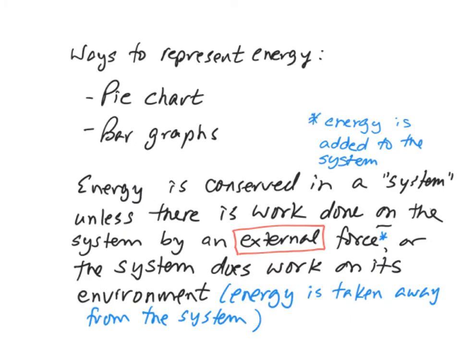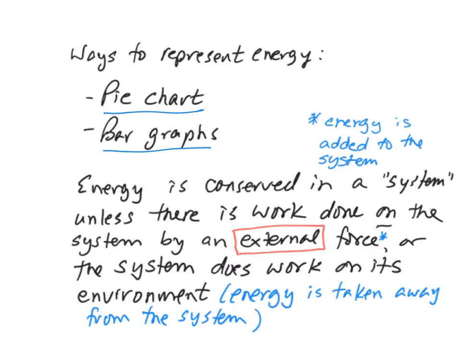So the different ways to represent energy that we're going to talk about in this screencast are using a pie chart and using bar graphs. They each have their own advantages, and I think you'll see as I get through the examples what the advantages of each of those are. I think you're familiar with both of those kinds of representations. And we're also going to talk about how we're going to define a system in a worksheet today that I'm going to have you do for homework.